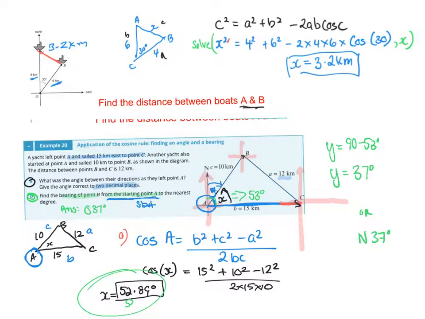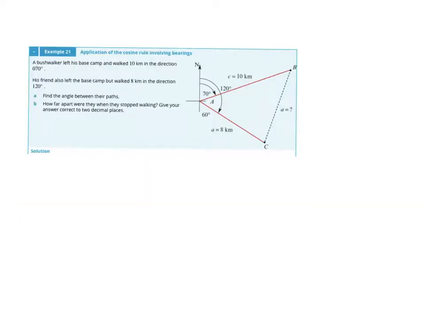So you could say that, or you can say that it's north 37 degrees what? Did I go east or west? East, good. You could say that. But I pretty much do these ones, they like these answers. All right, there you go. Let's go look at this last question here.